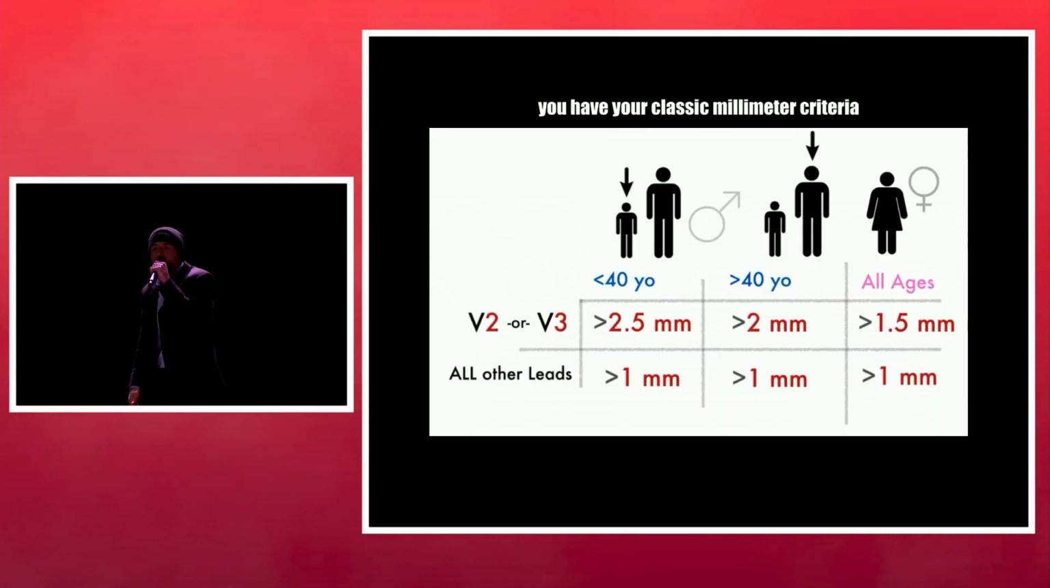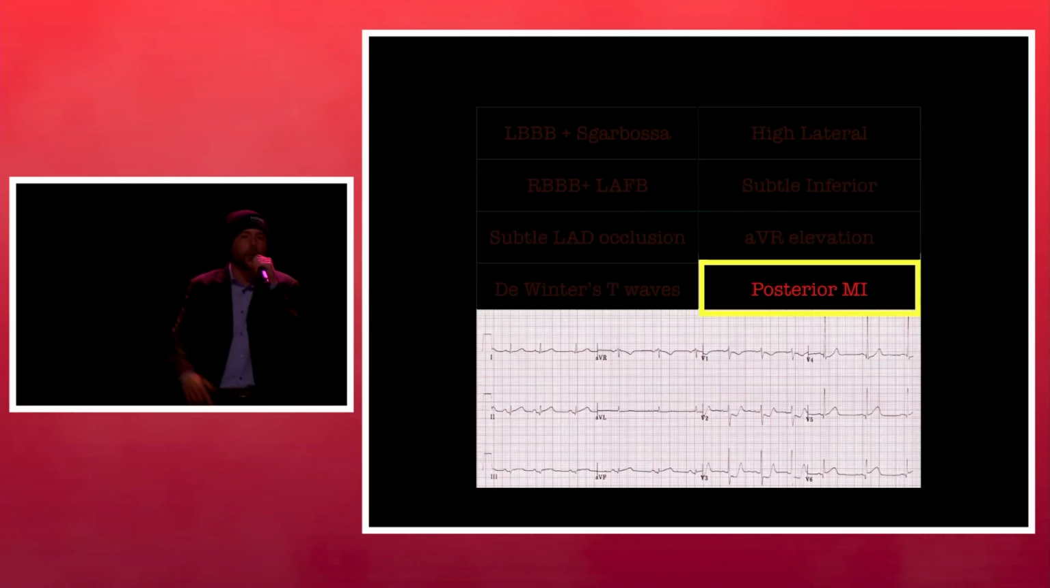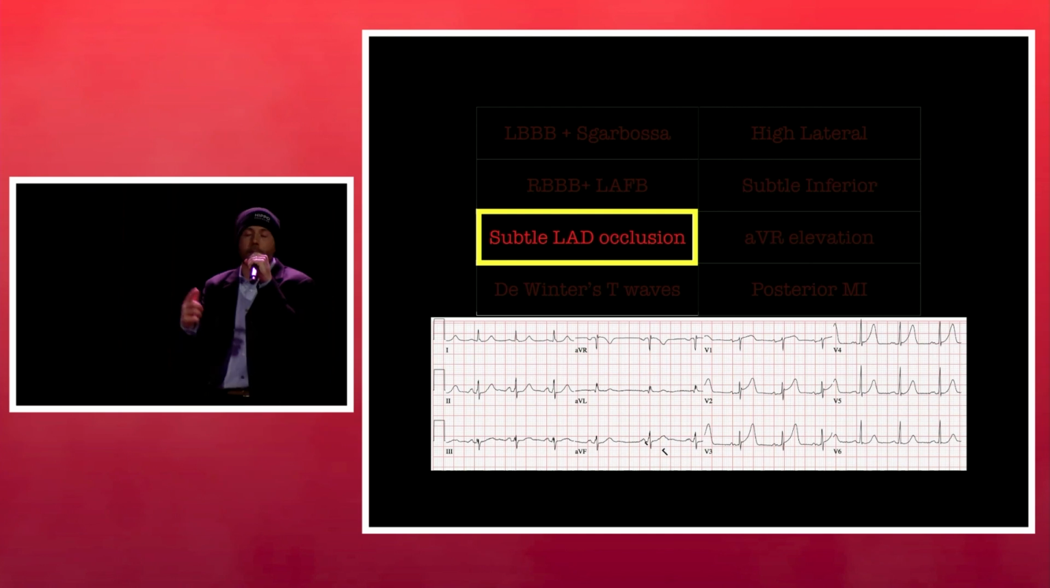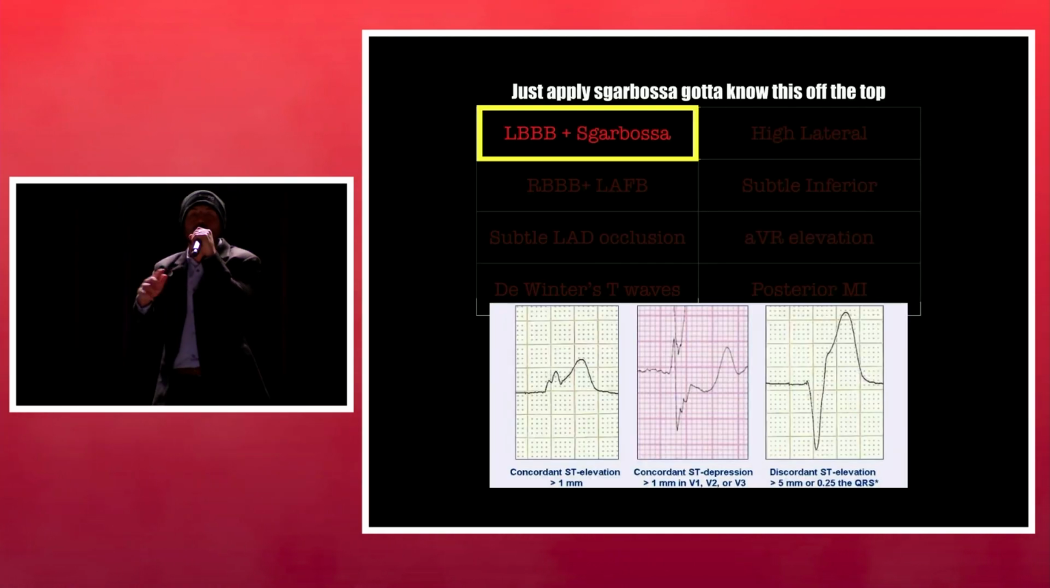You got your classic millimeter criteria, so add this series of patterns to your atlas to match: the massive posterior, inferior badness, the subtle anterior, and others that you can't miss. Like emergent left bundle branch block. Just apply Sgarbossa, gotta know this off the top.